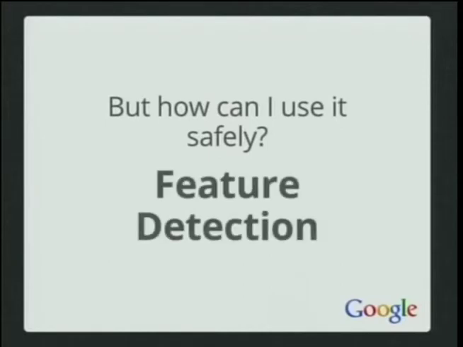And the way we do that is to use feature detection. Not using browser detection to say, hey, are you Chrome? Well, then if you're Chrome, I'm going to give you this set of features. What you do is you say, hey, browser, do you support a specific thing? So for example, hey, browser, do you support postMessage?